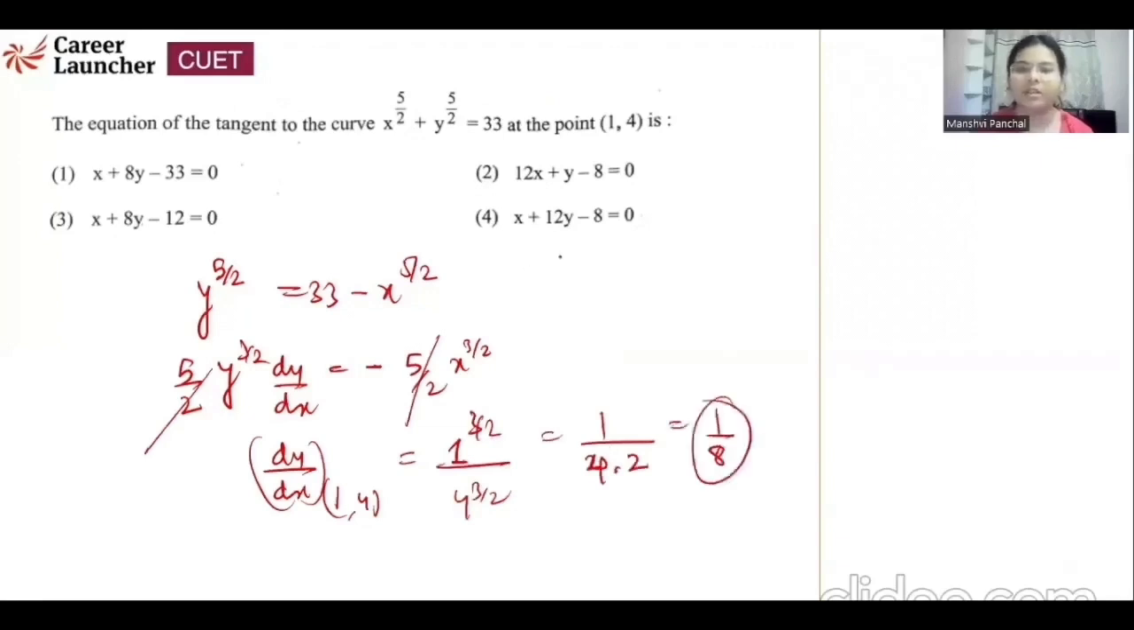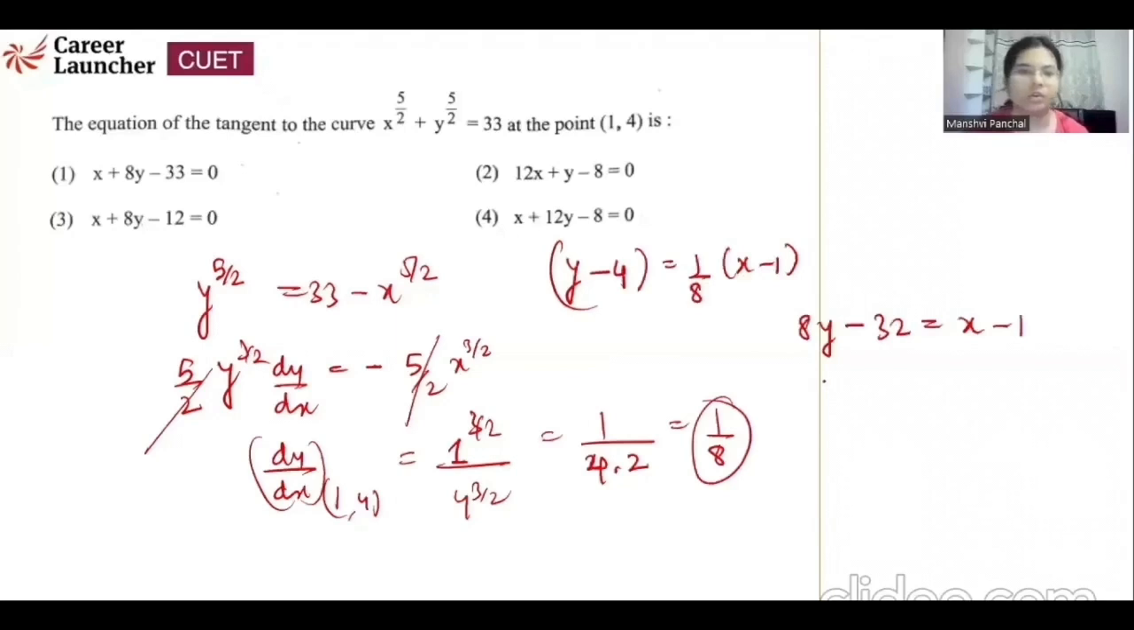Now the equation will be, so y minus y1, y minus 4 is equal to 1 by 8 into (x minus 1). It means 8y minus 8 into 4 is 32 equals x minus 1. So it will become your x, right? This is minus. So minus 1 by 8. So this will be minus x plus 1. So x plus 8y, and if we go here, minus 33 is equal to 0. Option 1 is the correct answer.